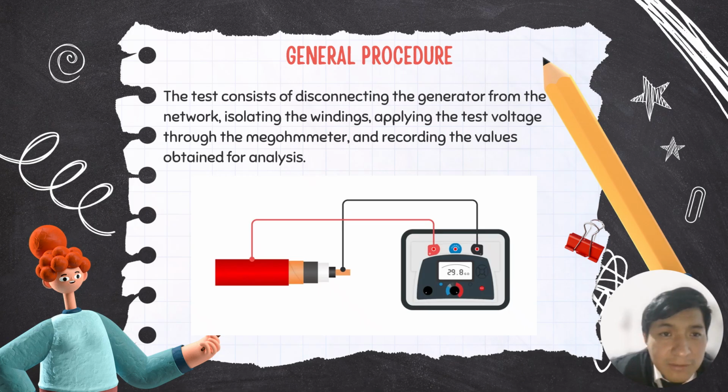General procedure. The test consists of disconnecting the generator from the network, isolating the windings, applying the test voltage through the megohmmeter, and recording the values obtained for analysis.